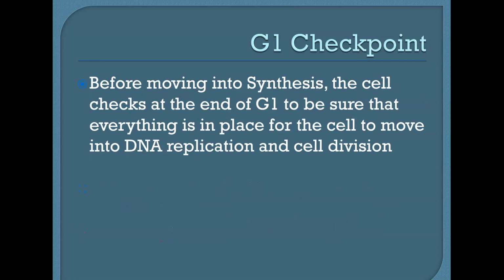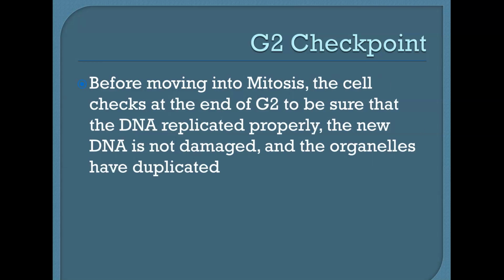But let's take a look at where those checkpoints are within the cell cycle. So there's a G1 checkpoint. This is happening right at the end of G1, after that growth phase, before synthesis occurs. That would be our S phase, synthesis. The cell checks at the end of G1, makes sure everything is growing well, that we have enough stuff in our cell, and it also checks the DNA to make sure that everything is good before we start cell division. So that would be the G1 checkpoint.